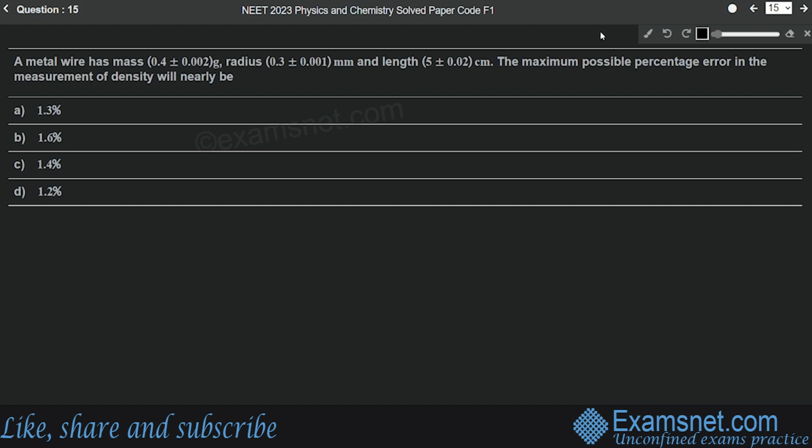Question number 15 is from the chapter Units and Measurement, and the question is: a metal wire has mass 0.4 plus minus 0.002 grams, radius 0.3 plus minus 0.001 millimeter, and length 5 plus minus 0.02 centimeter. The maximum possible percentage error in the measurement of density will nearly be. Okay, so here mass is 0.4 plus minus 0.002. That means m is 0.4 and delta m is 0.002.